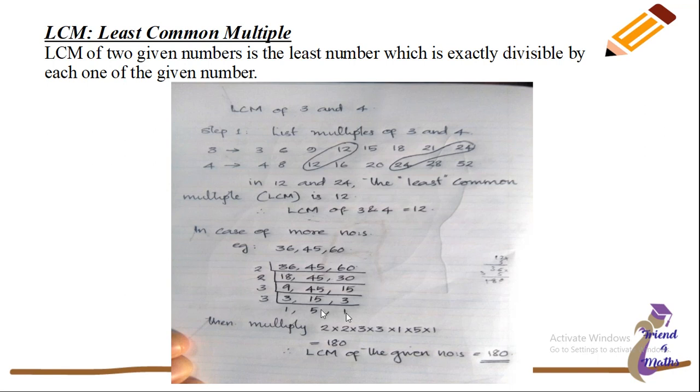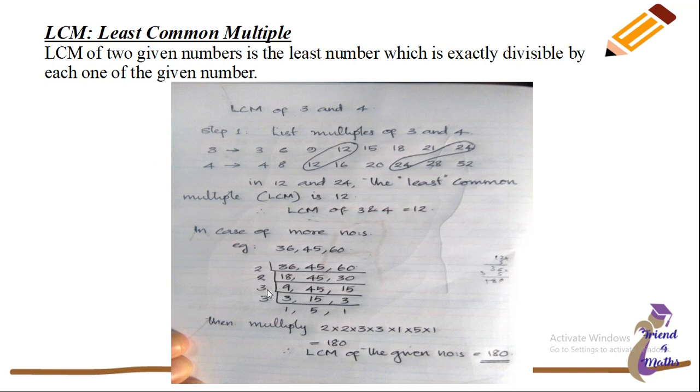This method is called the prime factorization method. Here we are going to prime factorize these three numbers. For that, we have to take any prime number which will divide any two numbers. Here in 36 and 60, the prime number 2 will go, that is, 18 times and 30 times, and 45 has no change. And again 2 will go in 18 and 30, 9 times and 15 times, and 45 has no change.